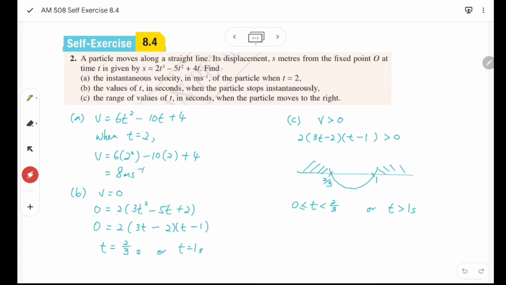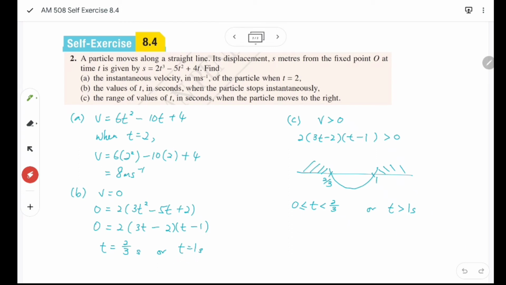And we can factorize out 2, to become 3t squared minus 5t plus 2. So we do factorization so that we can get our roots. Factorizing the 3t squared minus 5t plus 2, we get 3t minus 2 and t minus 1. So when 3t minus 2 equals 0, we get t equals 2 over 3 seconds. Or when t minus 1 equals 0, we get t equals 1.